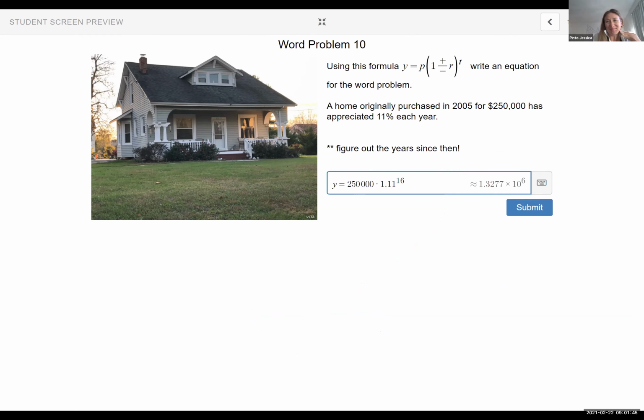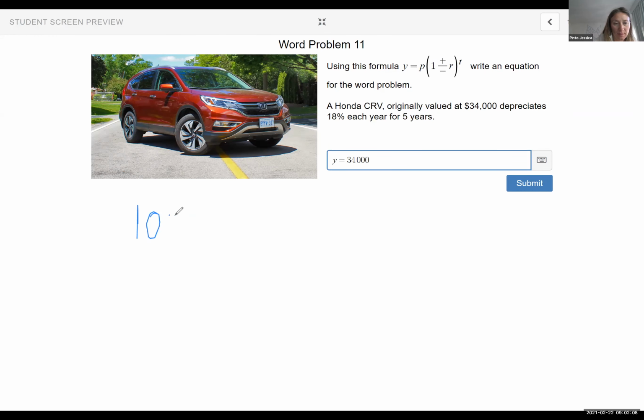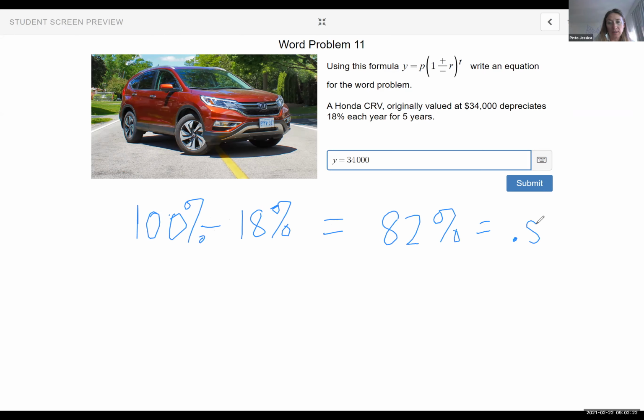3 more. So here, this Honda CRV originally valued at $34,000. So I know, okay, the original amount was $34,000. And then it says depreciates. So that's going to be decay. Depreciate, decay. So I'm thinking 100%. It's easier for me to think of 100% minus 18%, right? So that's going to be 82%. So when I change that, it's going to be 0.82.